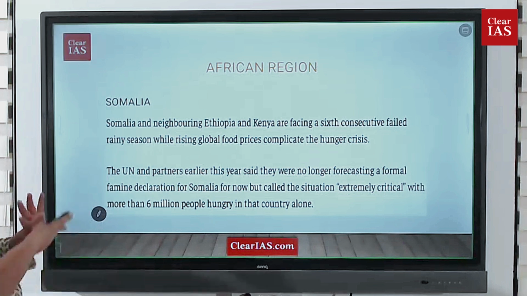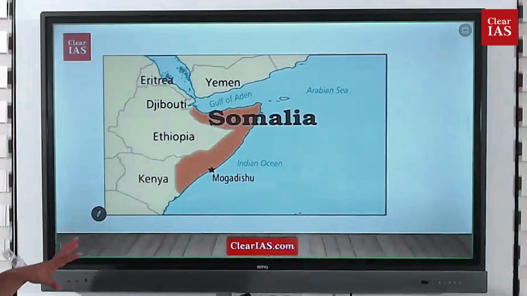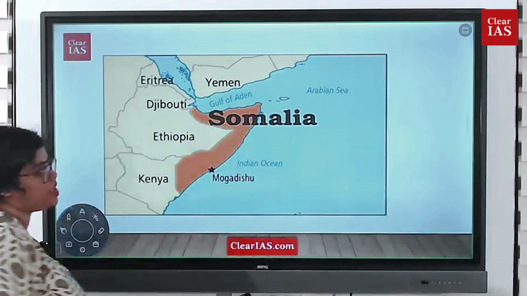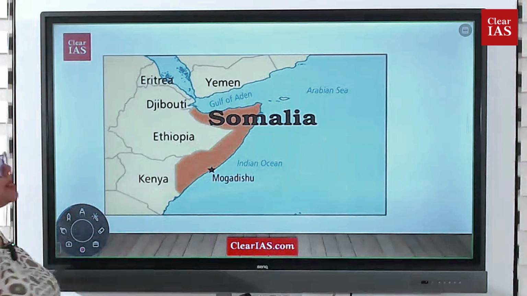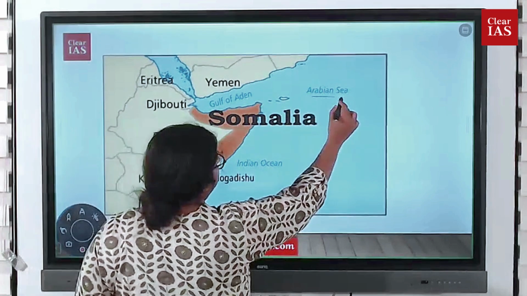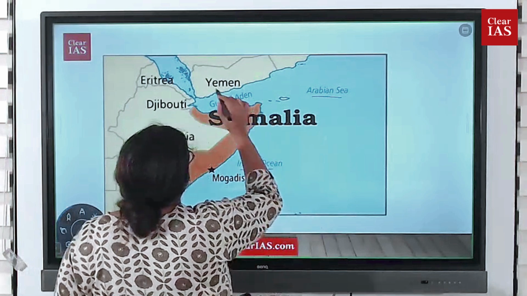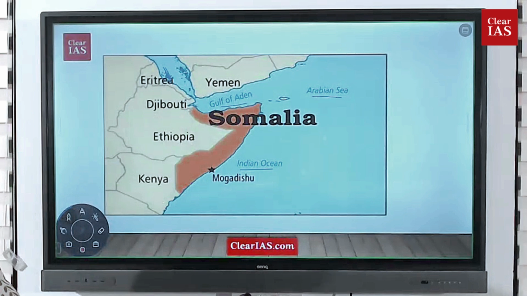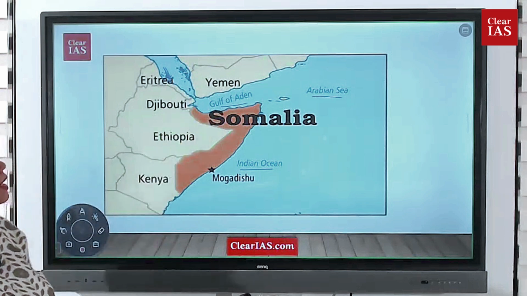Now we have to see the region of Somalia. See, this is Somalia. Somalia is open to the ocean. Which ocean? Somalia is open to the Indian Ocean. You can see the Arabian Sea here. Here there is the Indian Ocean. Here there is the Gulf of Aden. And this is the Red Sea. So Somalia is open to the Indian Ocean, and you can see the Gulf of Aden towards the top of Somalia.